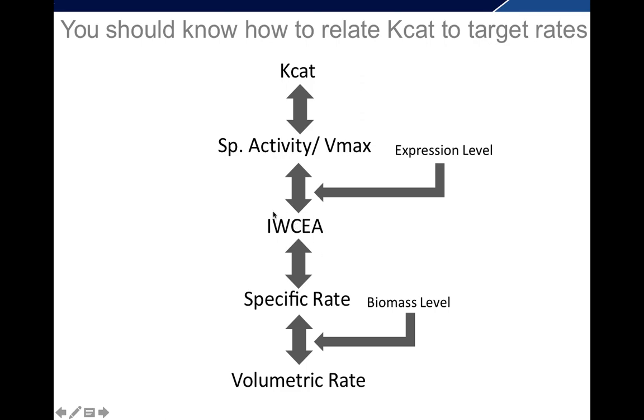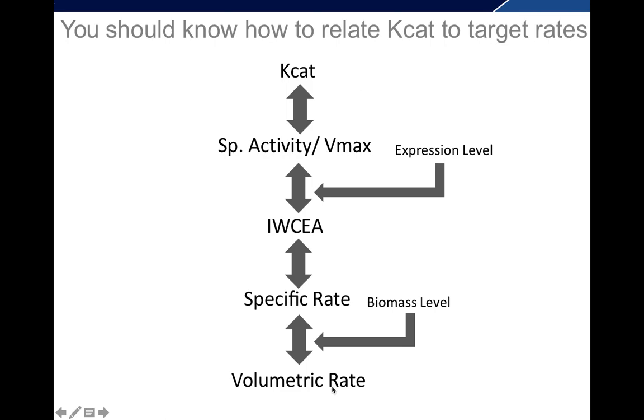We then convert the activity, how good each cell is, so the whole cell enzyme activity, to a specific rate, converting from basically this. What this does is it converts from biochemistry units to productivity units, so micromoles to grams. And then we go, this is how good each of the cells are at making the product, and then how many of the cells you have, the biomass level, dictates your volumetric rate.